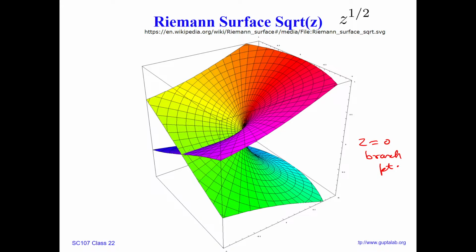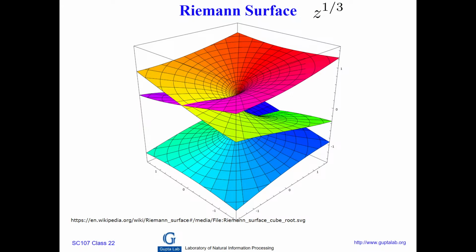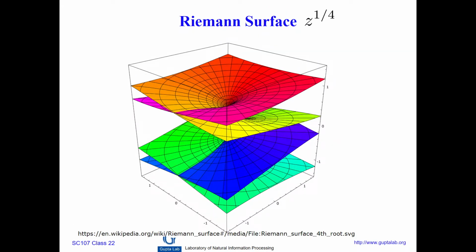Similarly, we can talk about other higher things like z to the power 1 by 3. Now you see 3 branches, right? More beautiful picture. If you take it a bit further, see another beautiful picture. z to the power 1 by 4. 4 branches now, right? Got the idea?